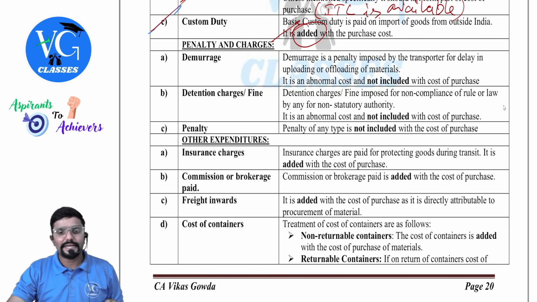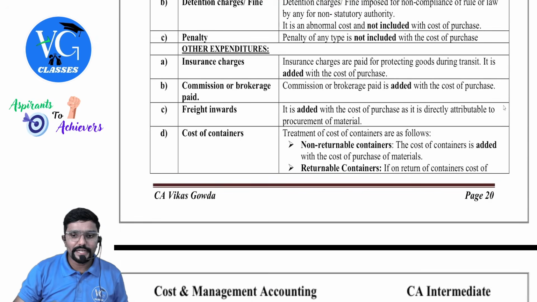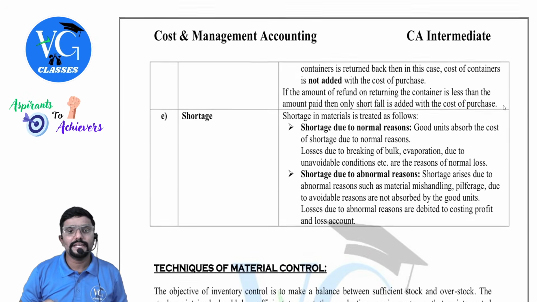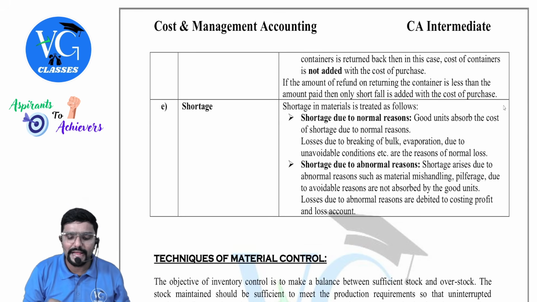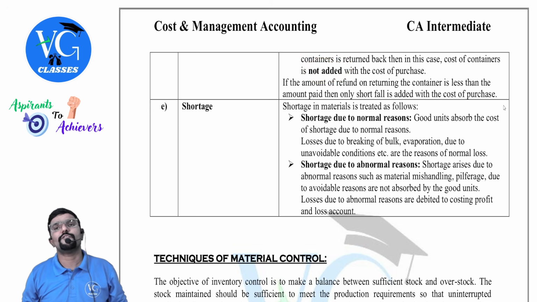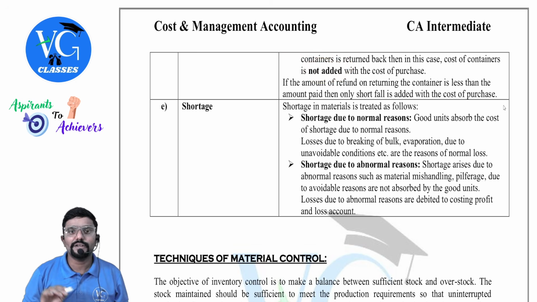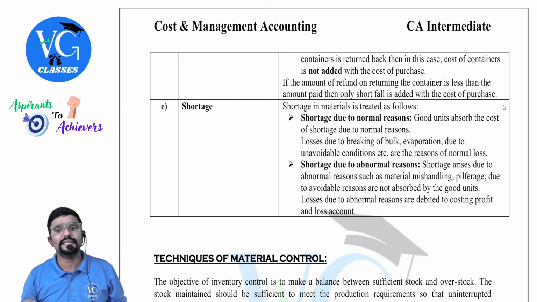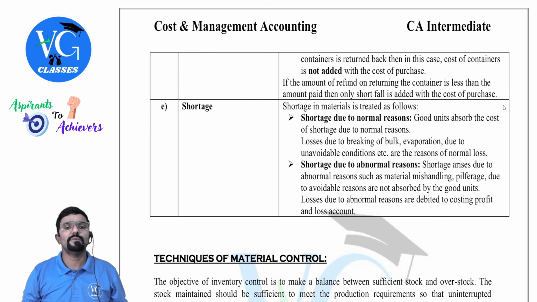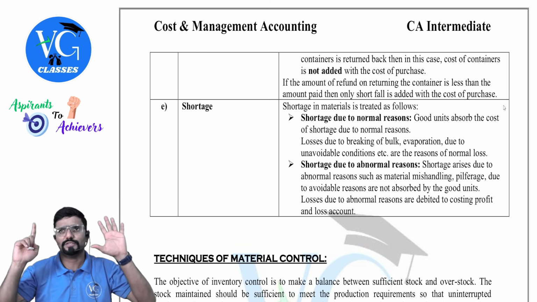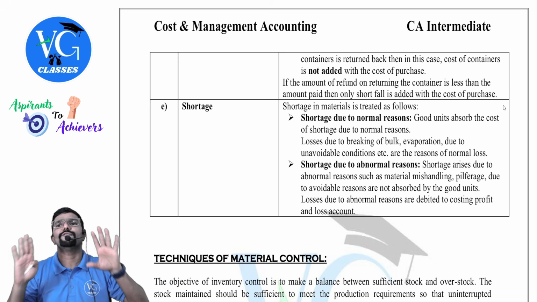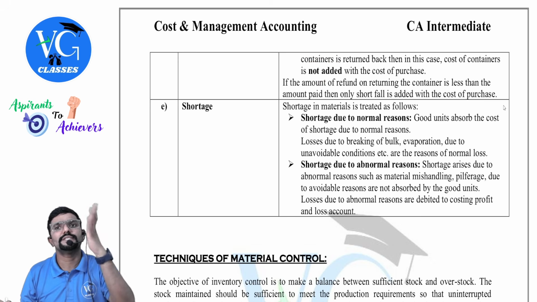Okay. Returnable containers, guys. If on the return of containers, the cost of containers is returned back, then in this case the cost of containers is not added with the cost of purchase. If the amount of refund on returning the container is less than the amount paid, then only the shortfall is added with the cost of purchase. Only the shortfall has to be added. In my example, it was 6,000. I gave 10, you returned 4. So how much should be added to the cost? 6,000.